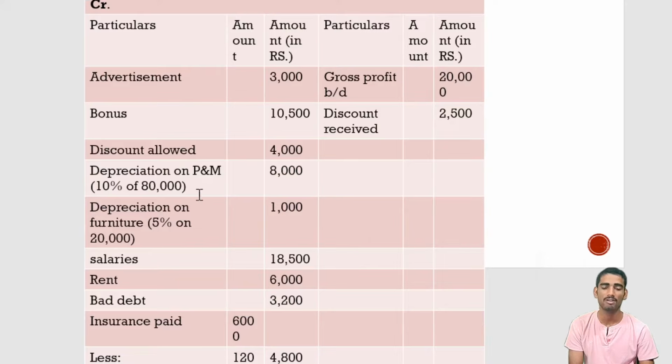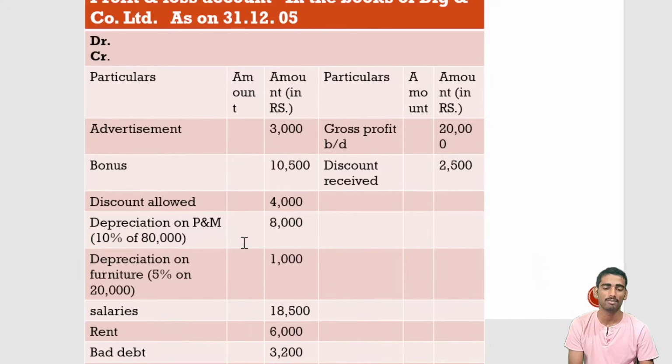Okay, so this we all write on the left side. Now coming to the right side, what you have to write is gross profit, discount received. You can see that, in a trading account and in a profit and loss account, the format is the same. You just have to change the heading: profit and loss account, and there you have to write trading account.